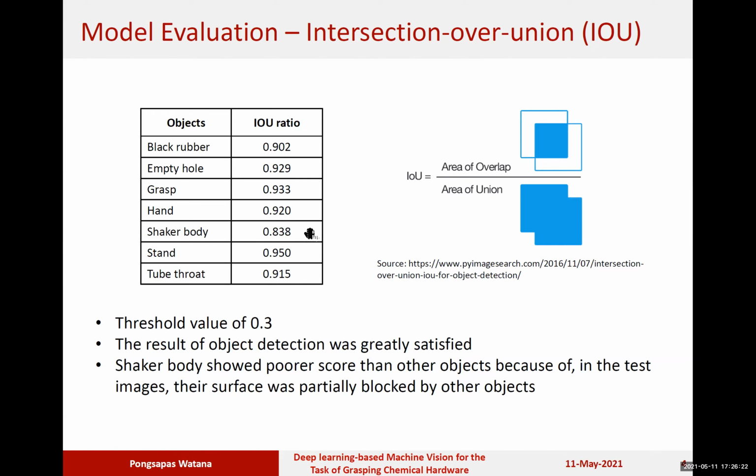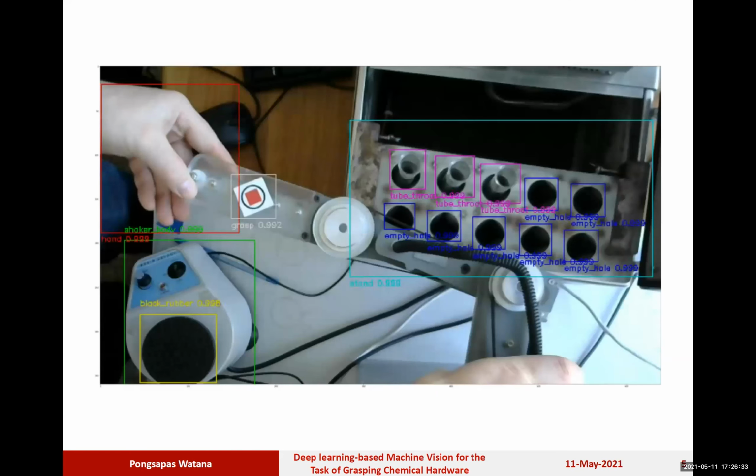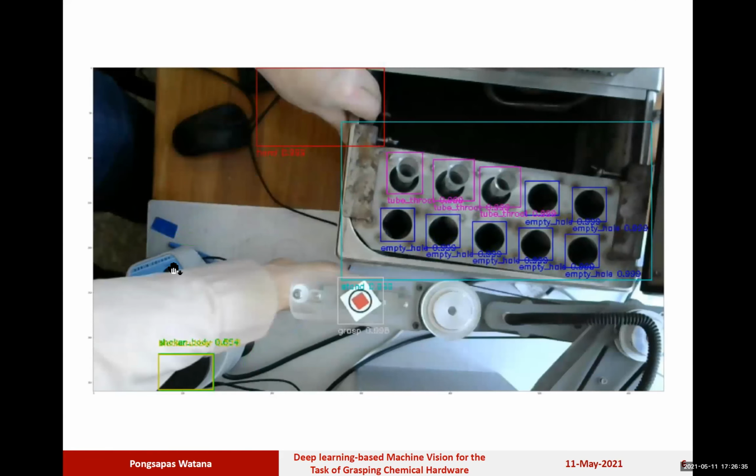I observed this incident manually, and I found that in the test images, there are some images where the shaker body was covered by the demonstrator's hands, so that we lost a lot of features of the shaker body.